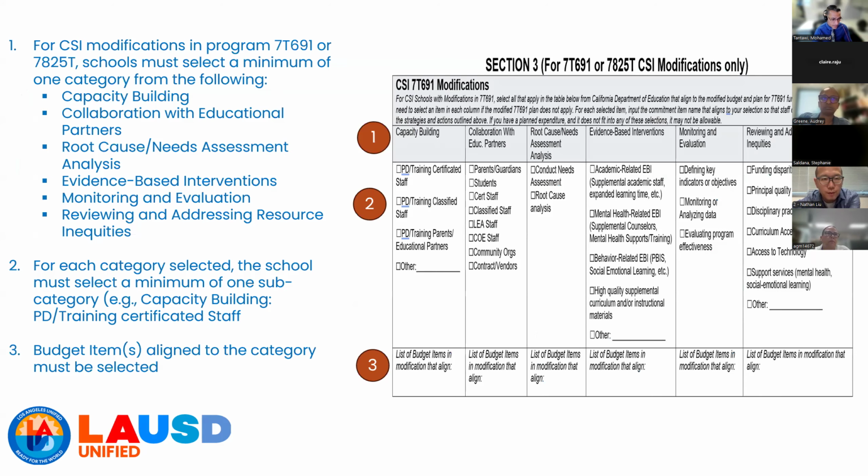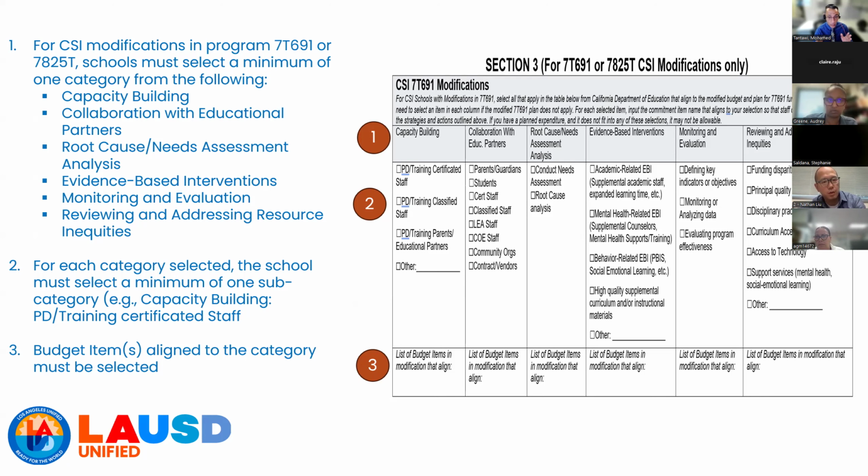Now, these next 3 slides are only specific to comprehensive support and improvement, or CSI schools, that are completing a modification in program 7T691 or 7825T. If you are not a CSI school that received those program funds, you don't have to worry about completing this section. In fact, you won't even see this section unless you select those program funds to modify.